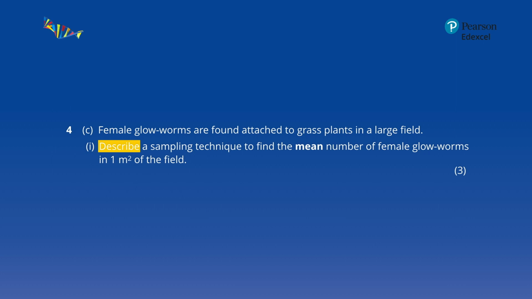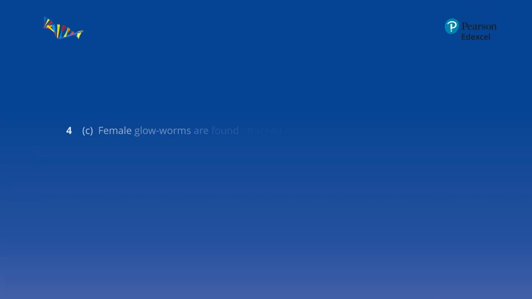The command word is describe. Describe is a little bit like telling a story. The ideas should flow and they should be linked, but there's no need to explain or justify any part of your answer. Think about it like writing a recipe. It's a series of steps that should go in the correct order, otherwise it won't work. So there are 3 marks for this question, and that means you need to write 3 different things in order to get all the marks. Why don't you pause the video now and have a go at the question?